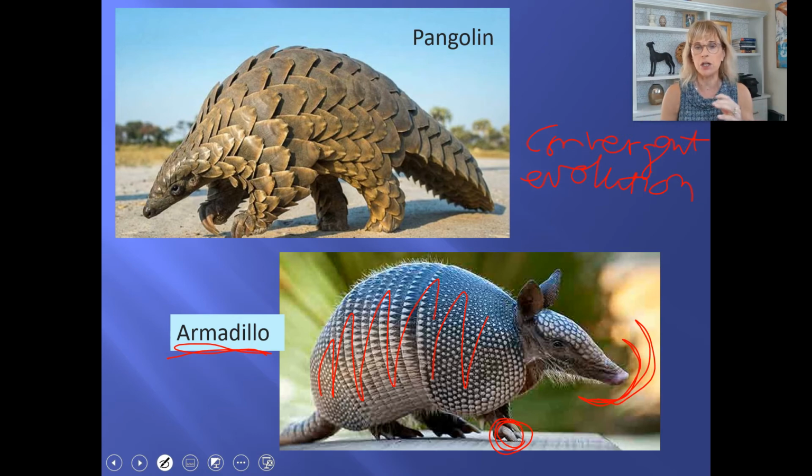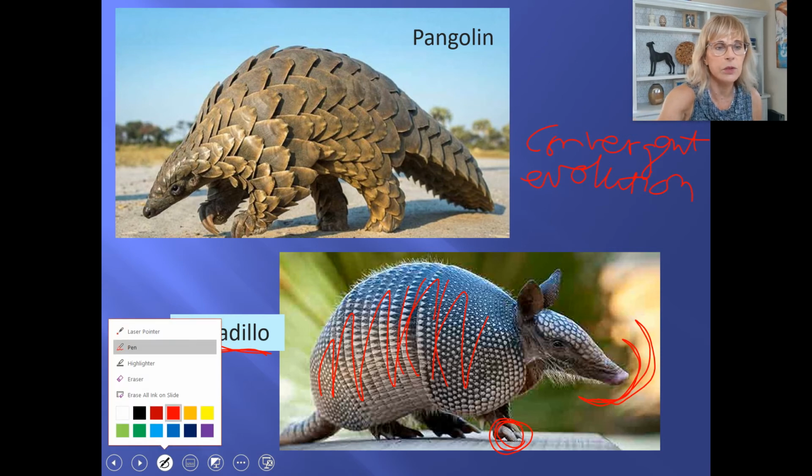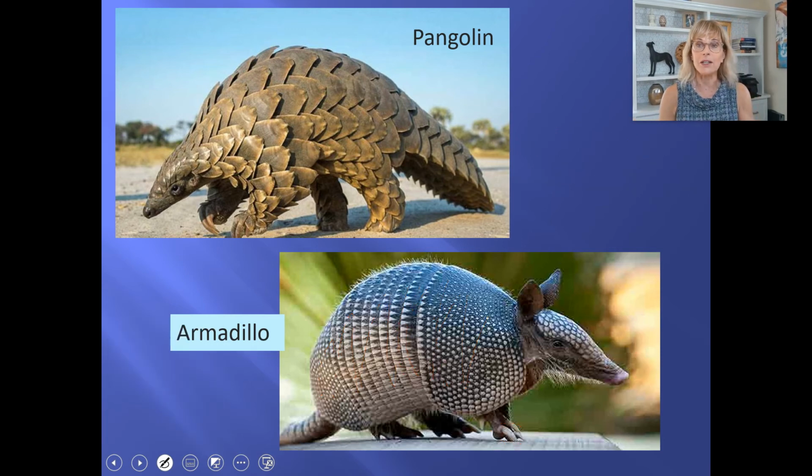He doesn't have a shell like a turtle. He's got these plates that allow him to move. And when he is threatened, he will dig his way into a hole, roll up in a ball with this part sticking towards the outside. And it's just really hard for a coyote to get his mouth around him. So he's safe. So that's our armadillo.